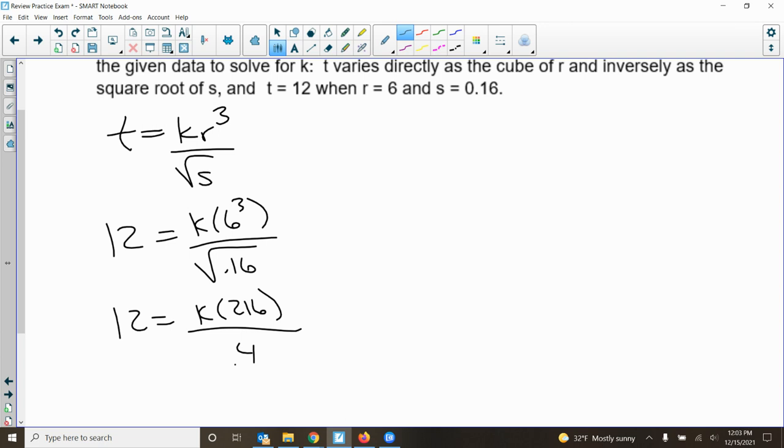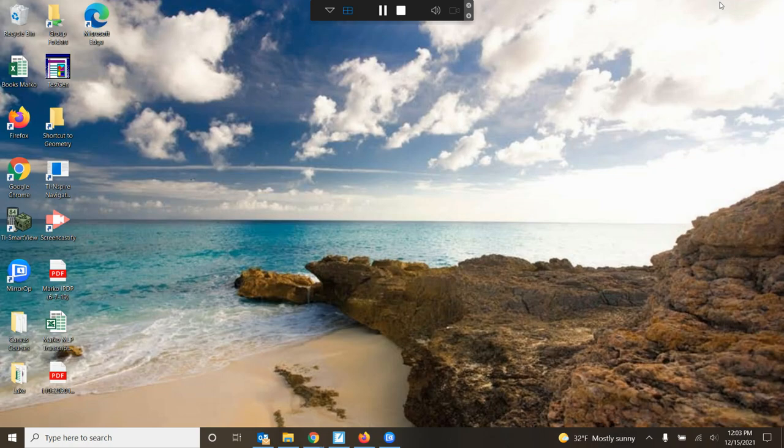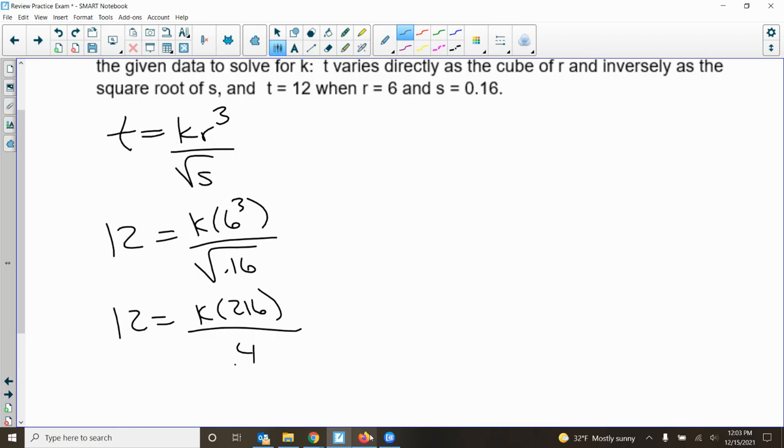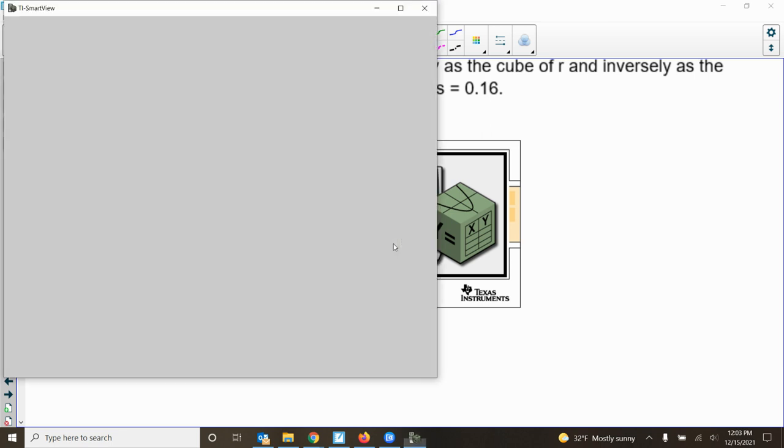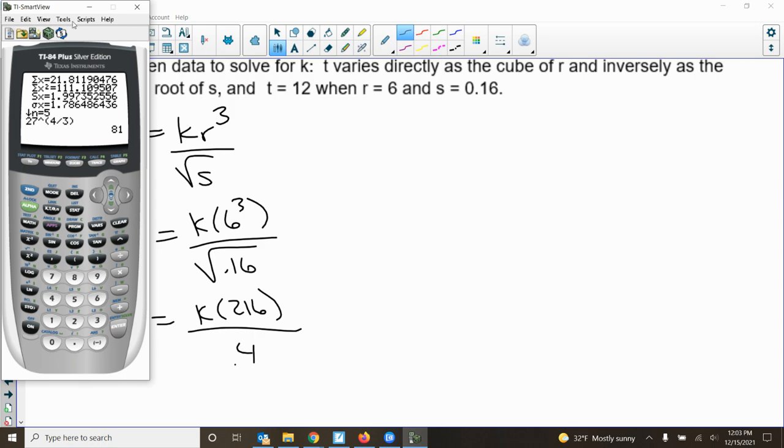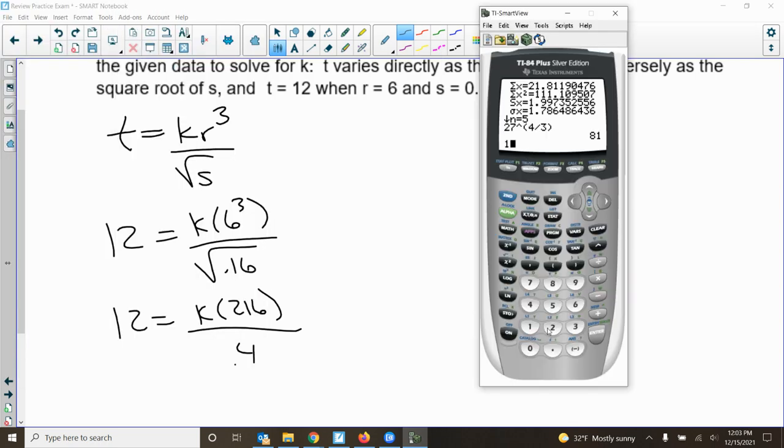Let's get my calculator up for that. Should have had that before. Dropped the ball. All right. So I'm going to take 12 multiplied by 0.4 and then divide by 216. And it looks like k is 0.0222.